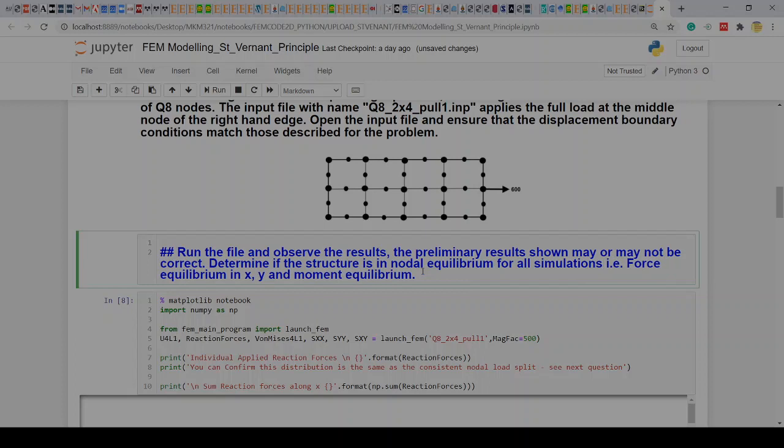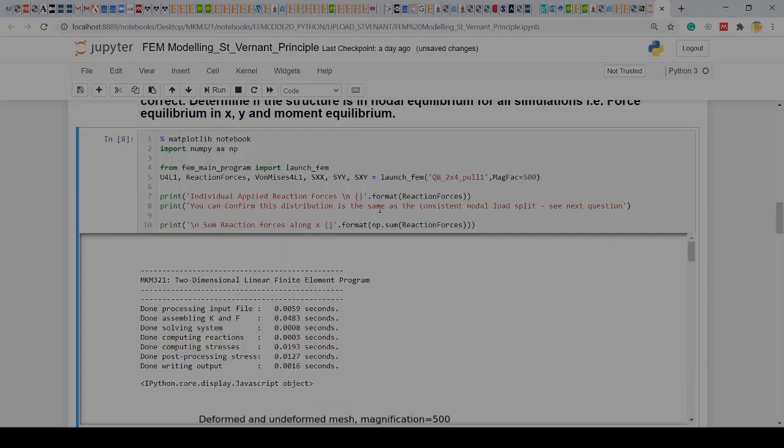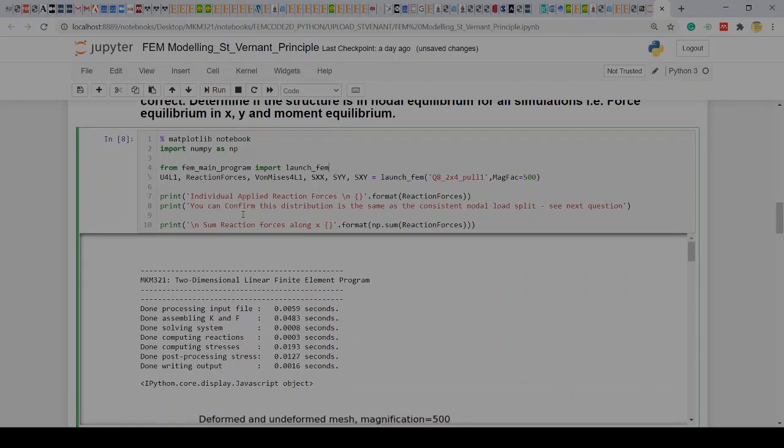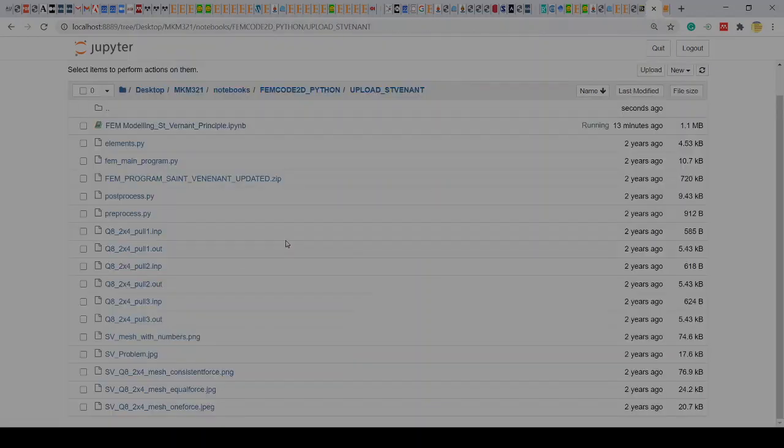Nodal equilibrium is clear. So we'll be looking at the sum of forces with each of these nodes. That's what we're going to be looking at. So here's the program. What we're going to do is just launch from here, the input file, magnification factor, so we can see what's going on. We're going to be looking at reaction forces. So we're going to print all the individual applied reaction forces that we have. So we can open up the input file, Q8 2x4 pool 1.